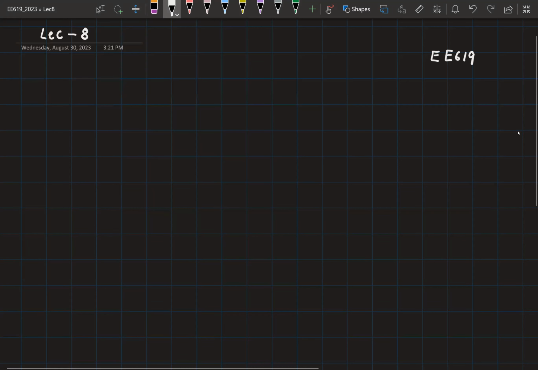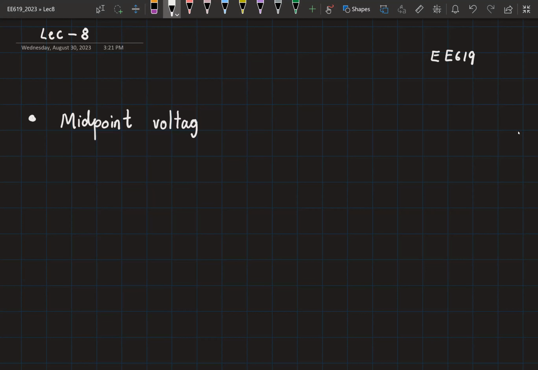This is EE 619, lecture 8. So we have been dealing with the static characteristics of the CMOS inverter. In particular, we saw how we can calculate the midpoint voltage of an inverter. And we did this calculation separately for short channel inverters and also for long channel inverters.